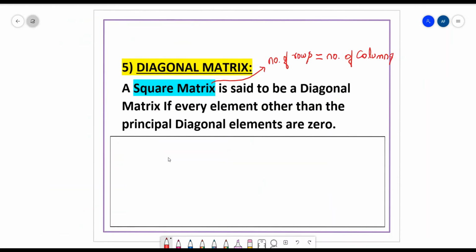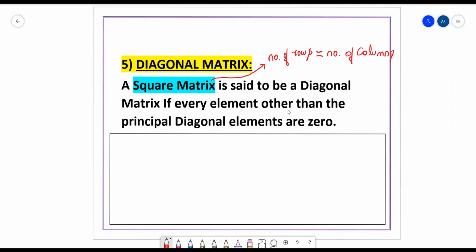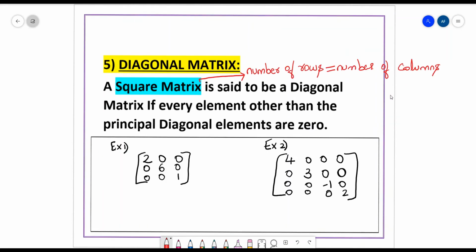So our next matrix is a diagonal matrix. I'll read the definition. A square matrix is said to be a diagonal matrix if every element other than the principal diagonal elements is 0. I have highlighted the square matrix in blue ink so that you should remember, first of all, it should be a square matrix. Few minutes earlier we have discussed what a square matrix actually is. It is nothing but a matrix in which the number of rows is equal to the number of columns. First it should be a square matrix, then all the elements other than the principal diagonal elements should be 0.